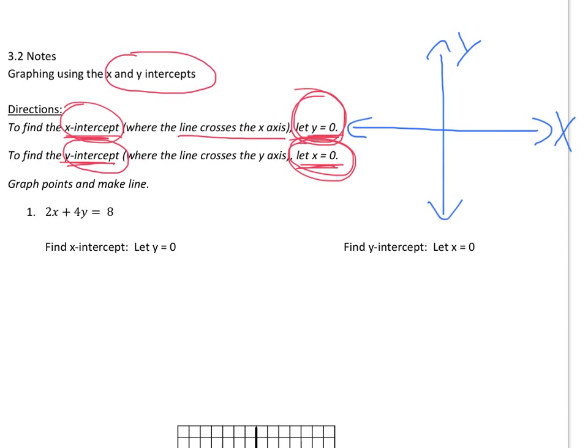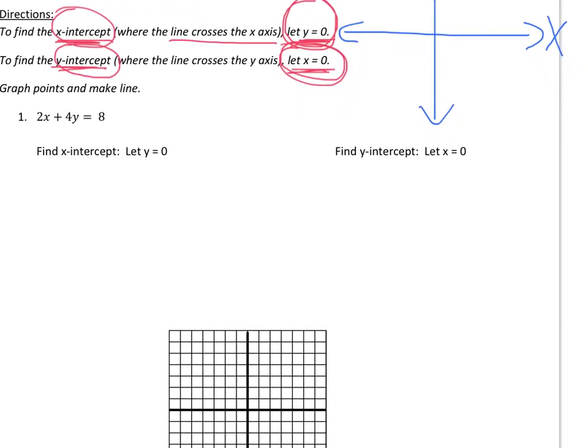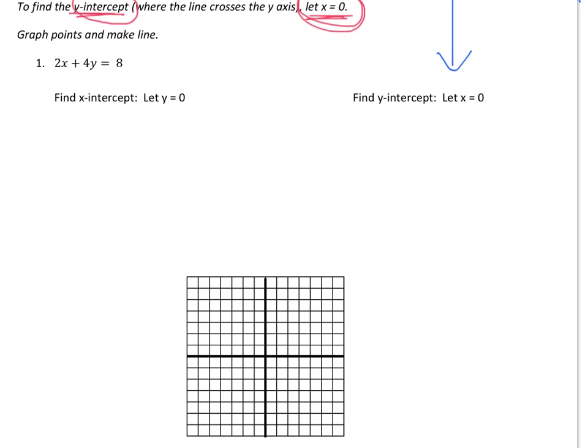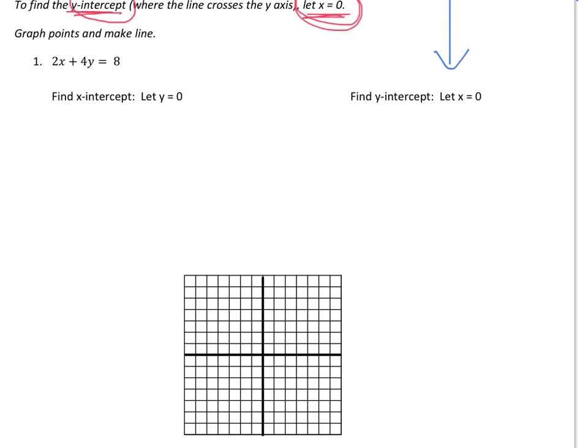Okay, I'm going to do number 1 and 2 on this. Again, everything's spelled out for us. I have the equation 2x plus 4y equals 8. This is a good form to do this method because it's not in slope-intercept form, so I don't have to waste my time with it. To find the x-intercept, I'm going to let the opposite variable y equal 0, so I'm basically going to plug 0 right into here for y.